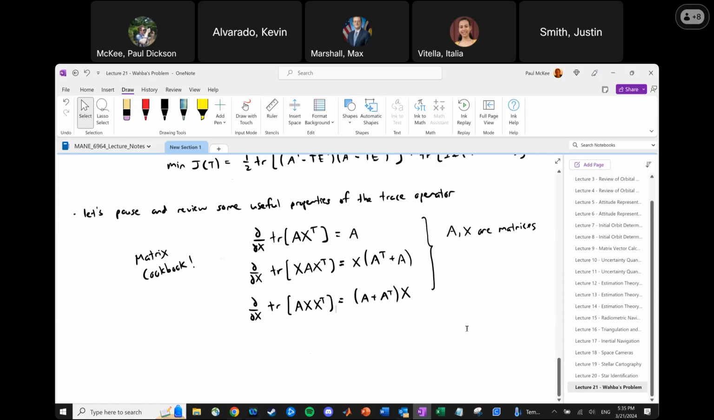Okay, so in light of this, we will expand our objective function. That's the J, right? The objective function is what we're trying to minimize. We expand it before taking derivatives.